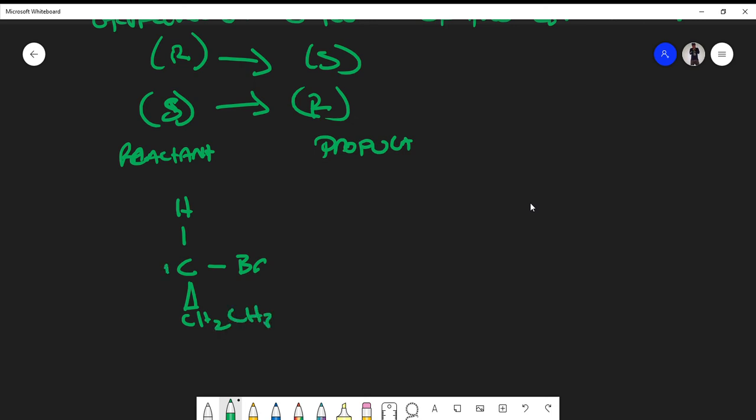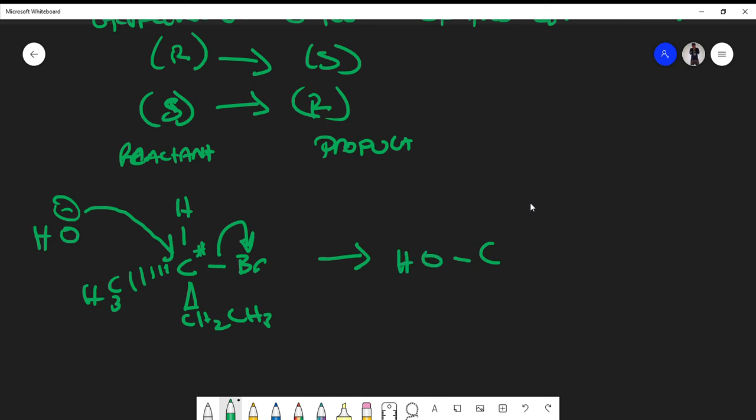Now, if you notice, I'm looking at a chiral center, right? My carbon has 4 different substituents bonded to it. If I take OH as a nucleophile, it comes in, attacks the carbon, displaces the bromine simultaneously in one step. As a result, notice that my OH is attacking from behind, so my OH will stay behind. Nothing moves, CH2, CH3. My bromine leaves. I still have my CH3, and I have my hydrogen.